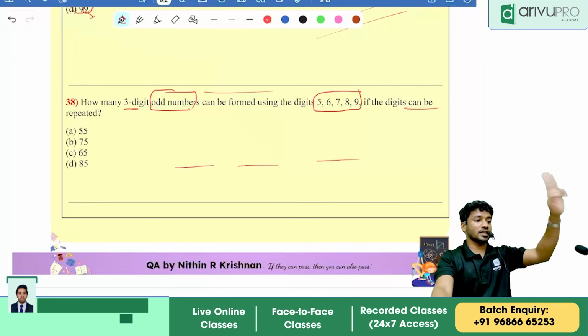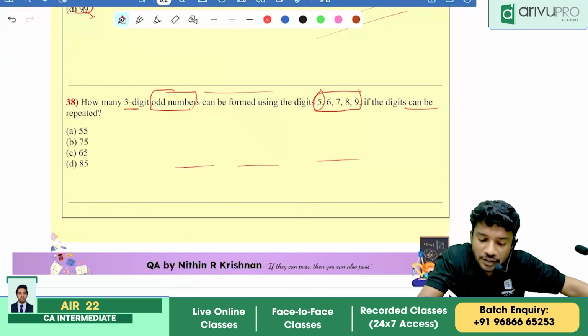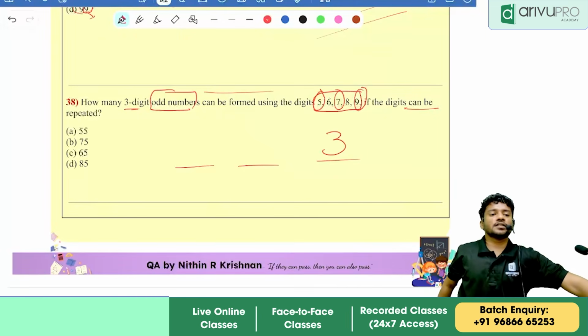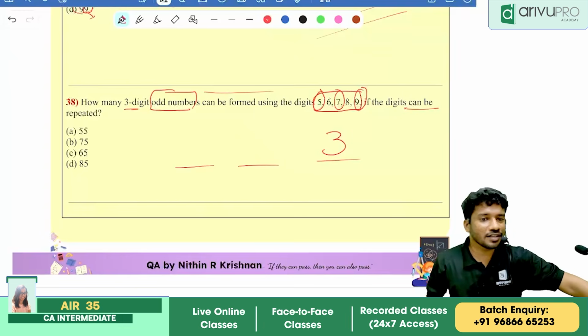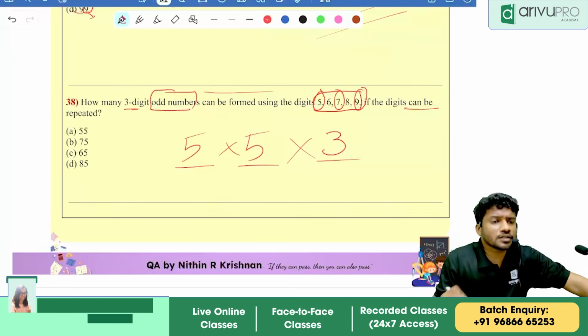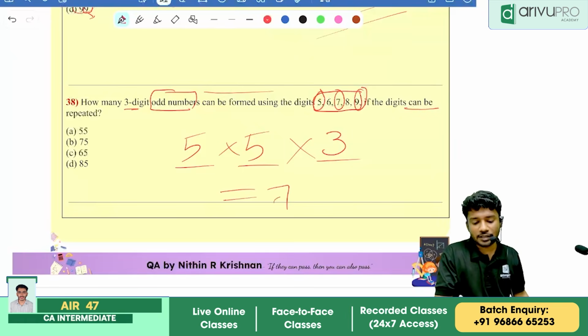Now you tell me, what is the condition? It should be a 3-digit odd number. How many odd digits are there? 5, 7, 9. So how many people can sit in the last place? Only 3 people can sit in the last place. Into. How many people can sit in the next place? 5. How many can sit in the next place? 5. Why 5 and 5? Because the digits can be repeated. What is the answer?